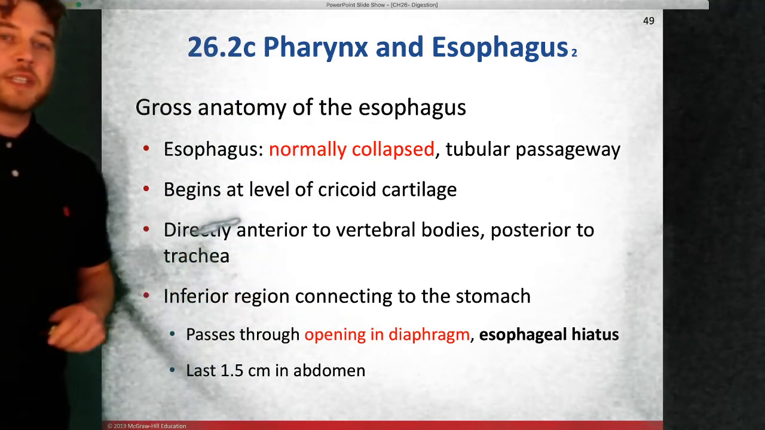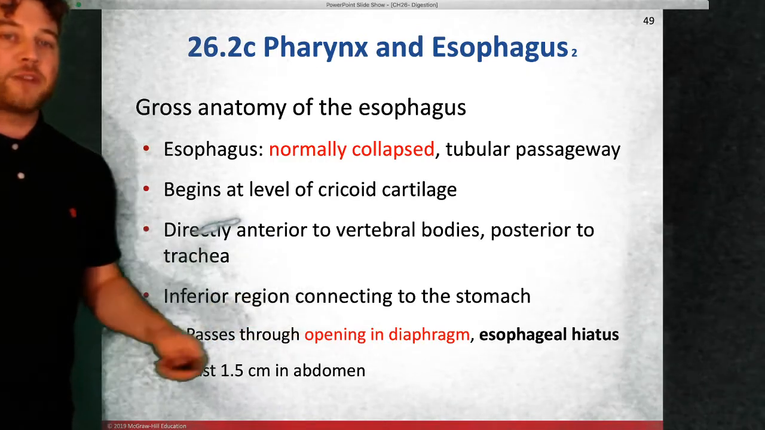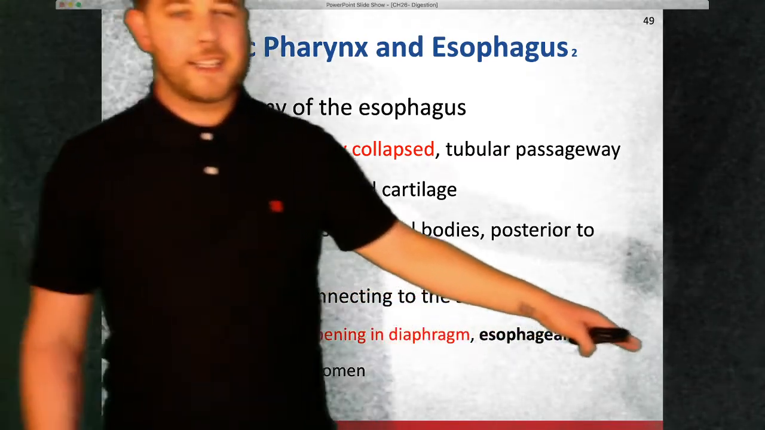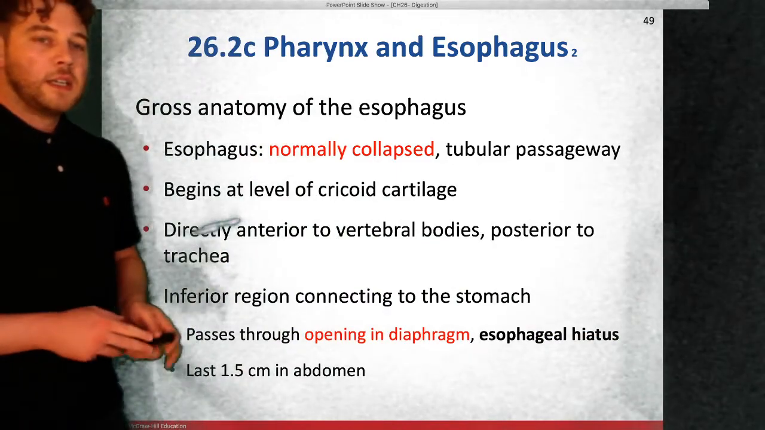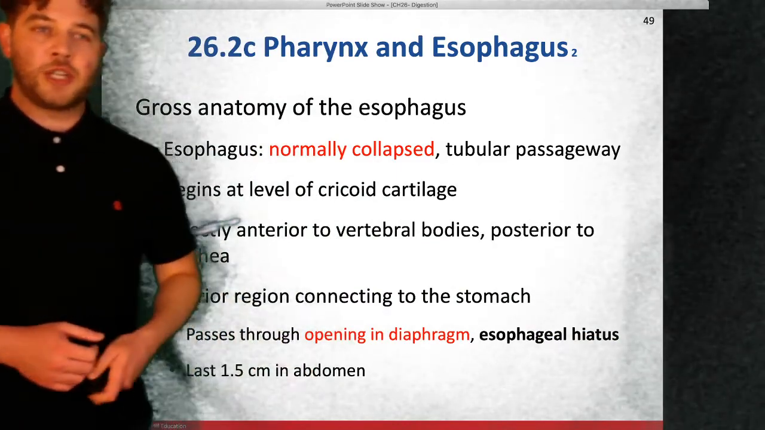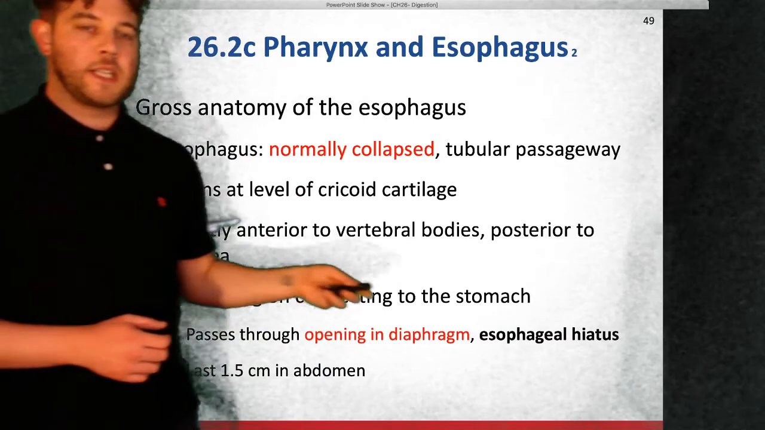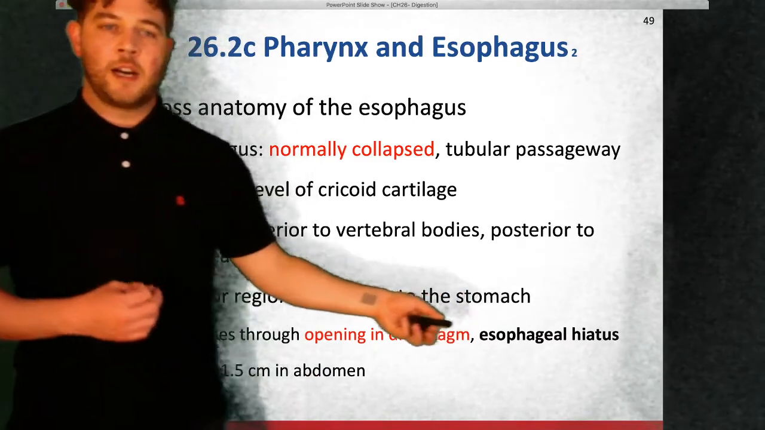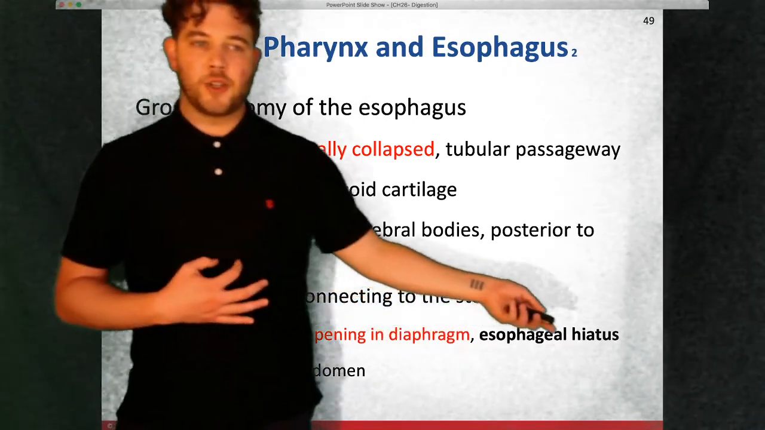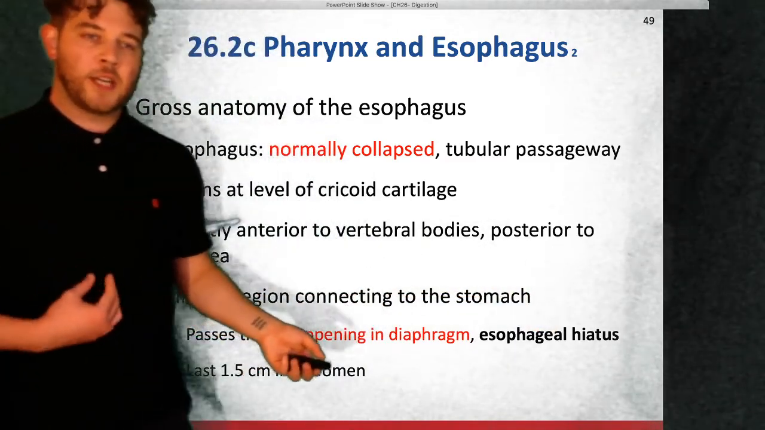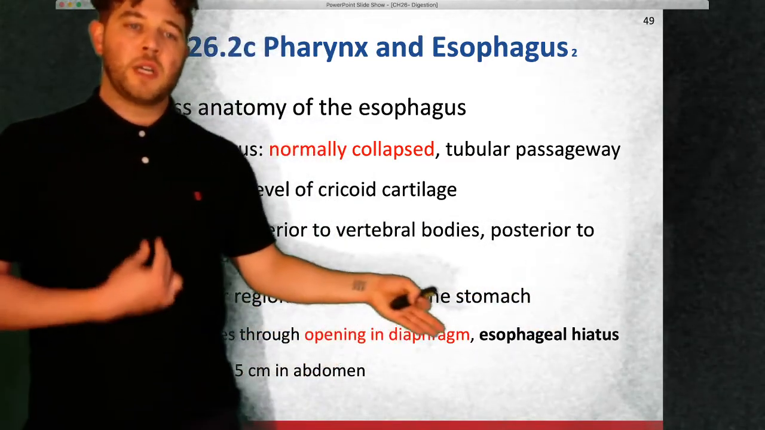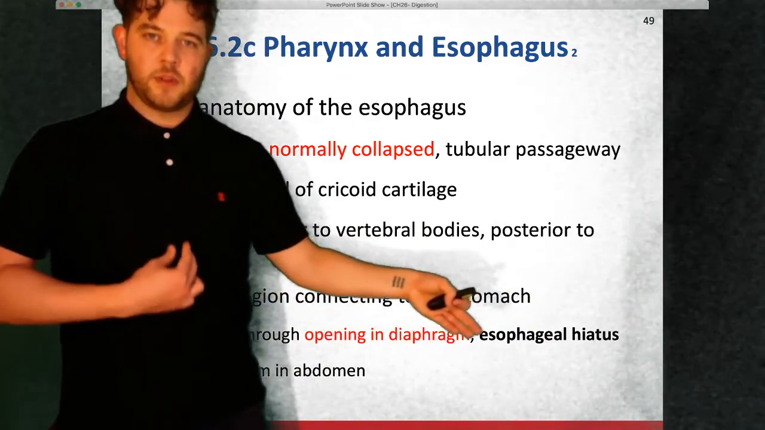Inferior region connecting to the stomach. It passes through an opening in the diaphragm called your esophageal hiatus. A hiatus is just a hole, a space that something can flow through. The last 1.5 centimeters is in your abdomen. You can get what we call a hiatal hernia, which is where portions of this esophagus, this abdominal esophagus and stomach will actually go back up through this hole, this esophageal hiatus.